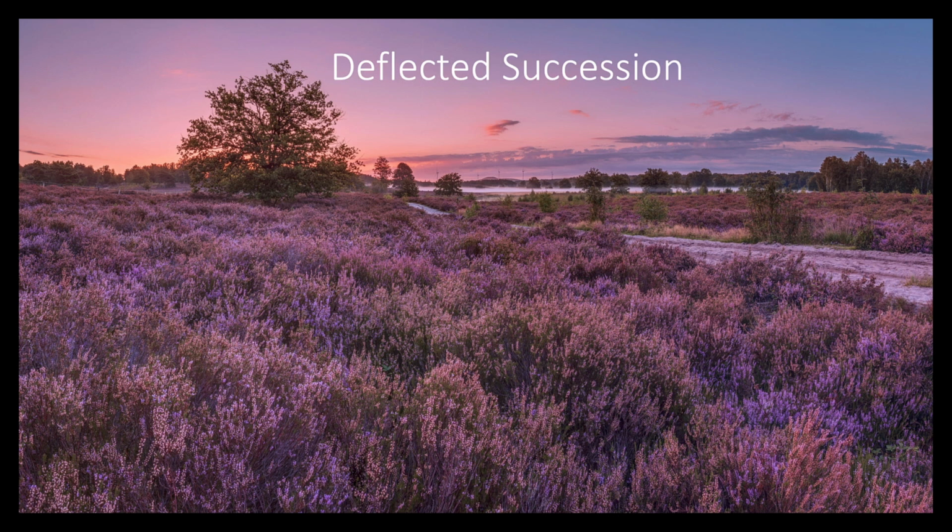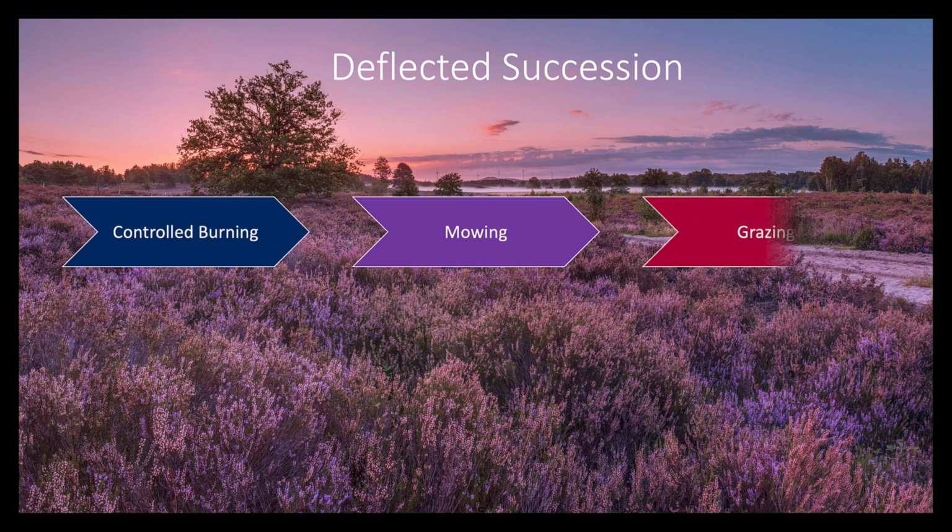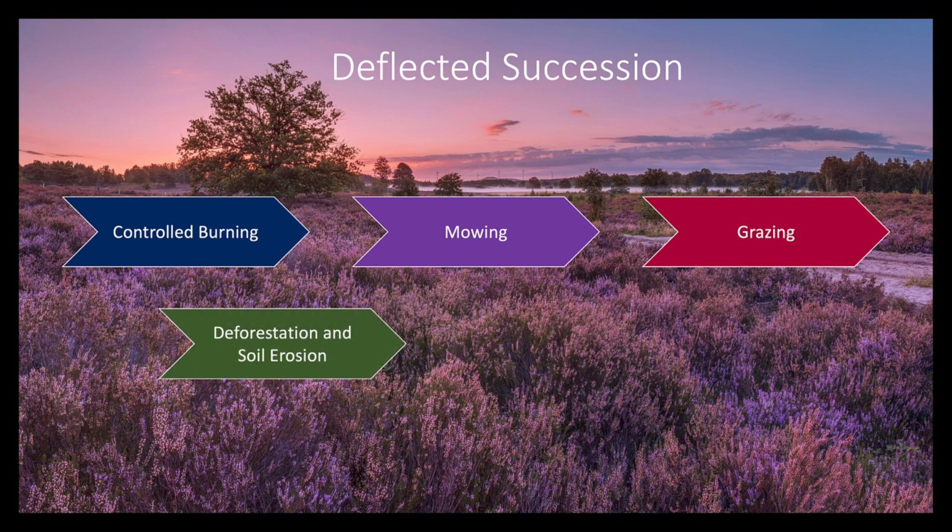Moving on to deflected succession. This is the term that is used to describe when primary succession is interrupted in some way. It could be due to controlled burning, mowing, grazing, deforestation and soil erosion, and construction.